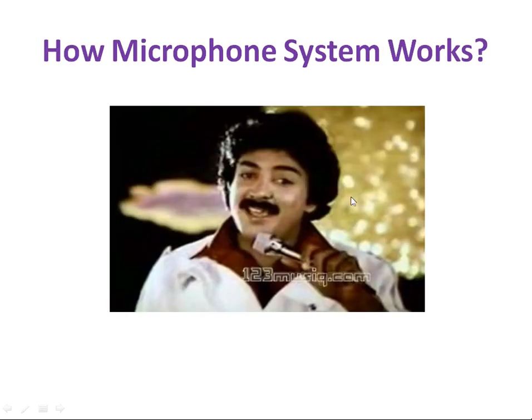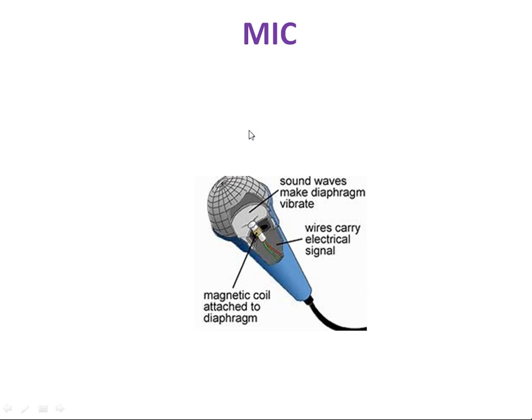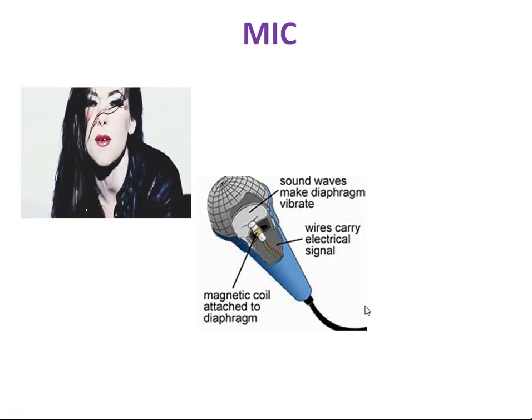How does a microphone system work? A mic is a device or a transducer which converts a mechanical sound wave into an electrical waveform. The mic consists of a diaphragm. When the sound wave hits the diaphragm, it creates vibration on the diaphragm. These vibrations are converted into an electrical signal.